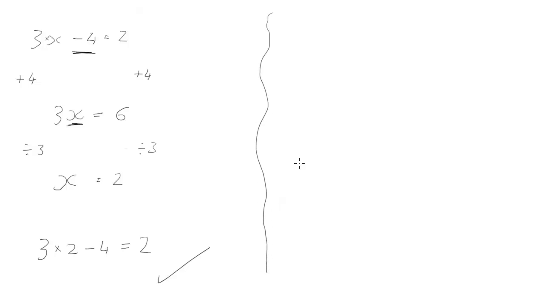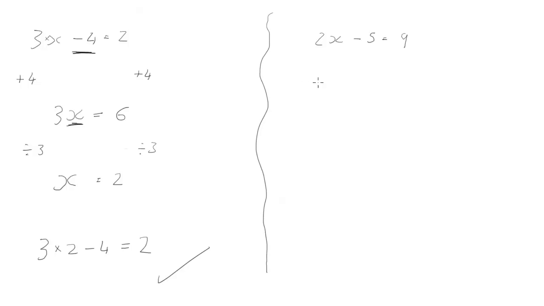Okay, let's try another one. I'm going to write one down here. Pause. You can pause the video, give it a try, and I'll explain it. 2x minus 5 equals 9. Okay, let's go through that.